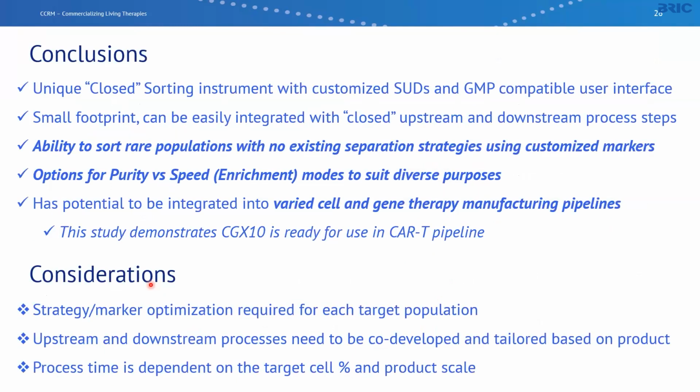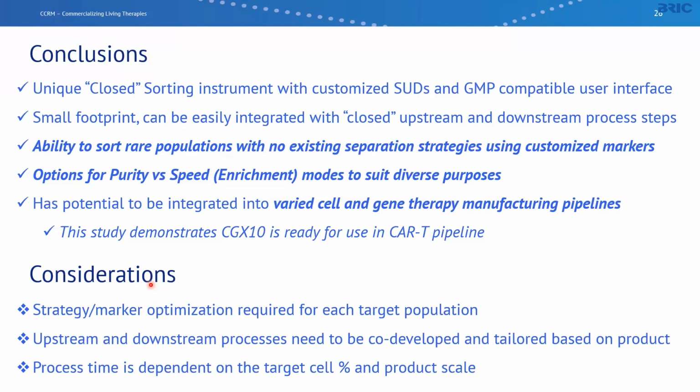As a conclusion, the CGX10 is a unique closed sorting instrument with customized SUDs, single-use devices, and a GMP-compatible user interface. It has a small footprint and can be easily integrated with other closed upstream and downstream process steps due to its back-to-back and welder-compatible consumable interfaces. It is capable of sorting rare populations with no existing separating strategies using customized markers.